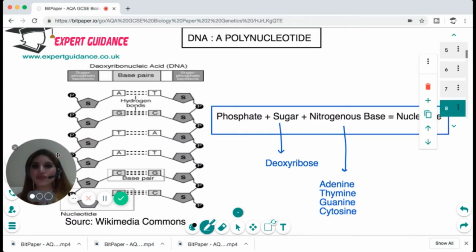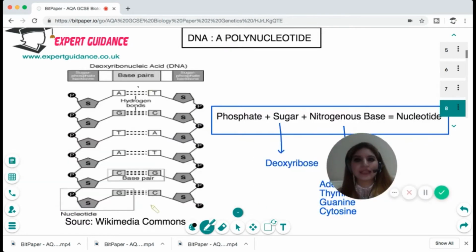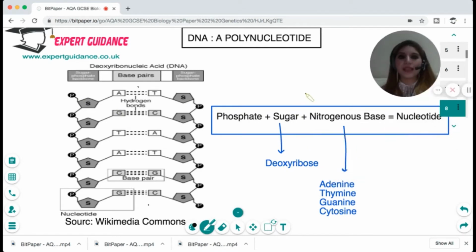So if we study the structure of DNA, it's a double helical structure. It's a polynucleotide. What is a polynucleotide? A nucleotide is one component, one monomer, which is a phosphate, deoxyribose, and a nitrogenous base. Many nucleotides combine by a condensation reaction and form a polynucleotide, and DNA is a polynucleotide.